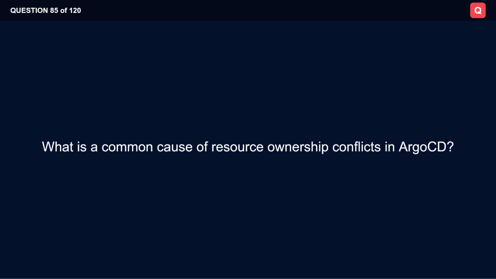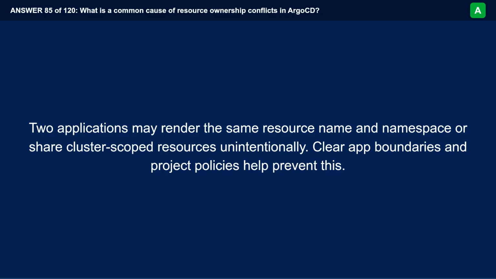What is a common cause of resource ownership conflicts in ArgoCD? Two applications may render the same resource name and namespace or share cluster-scoped resources unintentionally. Clear app boundaries and project policies help prevent this.